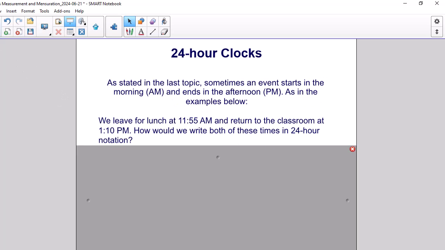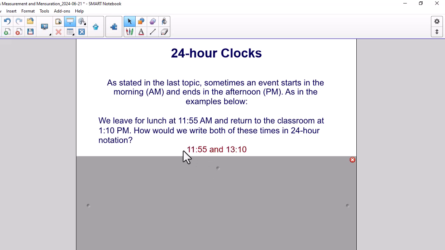As stated in the last topic, sometimes an event starts in the morning, a.m., and ends in the afternoon, p.m., as in the examples below. We leave for lunch at 11:55 a.m. and return to the classroom at 1:10 p.m. How would we write both of these times in 24-hour notation? 11:55 a.m. is the same. Anything with a.m. is the same. Anything with p.m., 1:10 p.m., you would add 12. So 1:10 plus 12 would be 13:10.